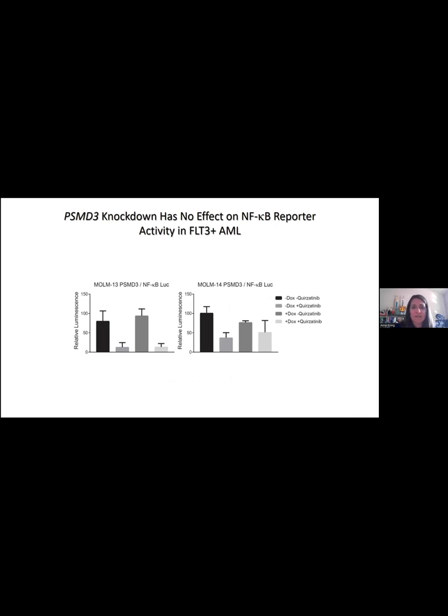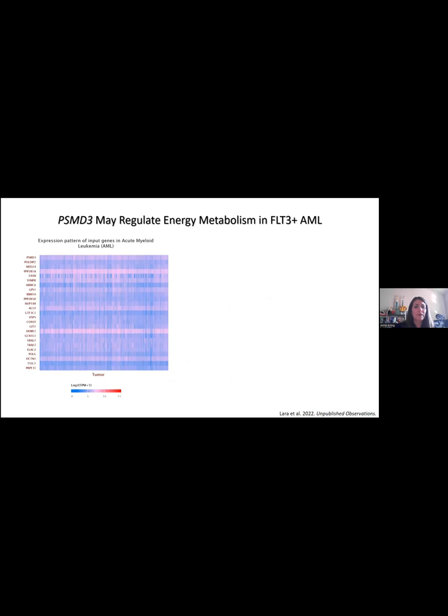Also, in contrast with our data in CML, knockdown of PSMD3 really had no effect on NF-kappa B luciferase reporter activity in either of the FLT3 positive cell lines that we analyzed, further suggesting a different role for PSMD3 in FLT3 positive AML. So when we performed gene expression analysis, we looked at the genes that co-express with PSMD3 in AML, and we performed a pathway enrichment analysis.